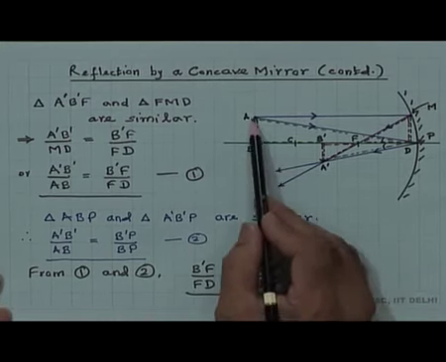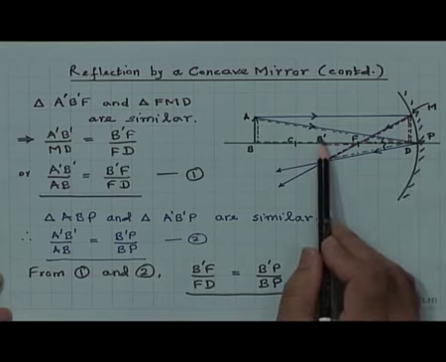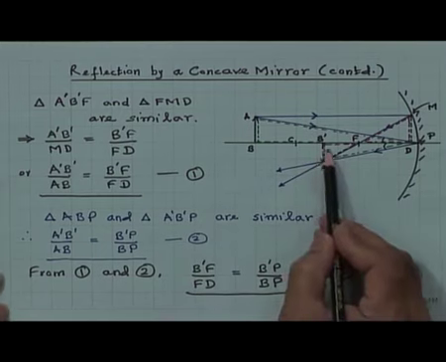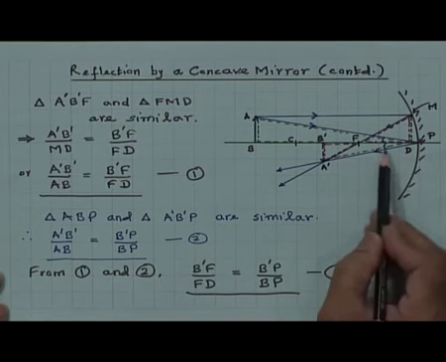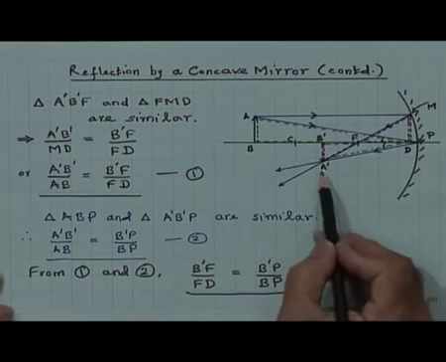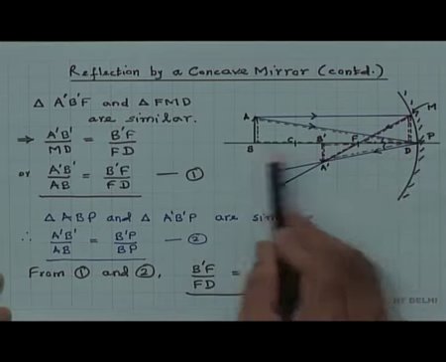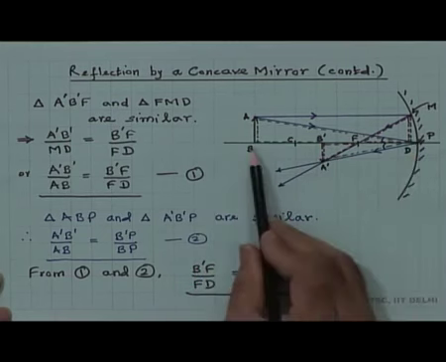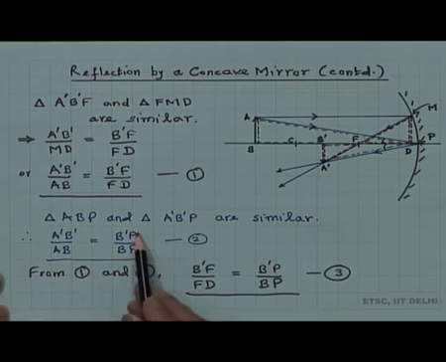Now, we look at the other two triangles which I have marked here, that is A B P and A dash B dash P. These two triangles are also similar, because these are 90 degrees, and here the angles are equal because it is reflection taking place here. So, these angles are equal, therefore, these angles must also be equal. So, all three angles are equal, and therefore, the ratio A dash B dash by A B must be equal to B dash P by B P, that is the ratio of the sides.